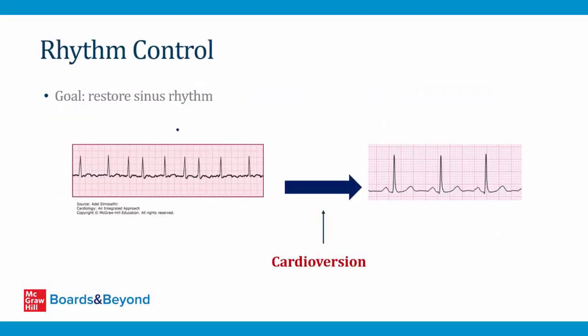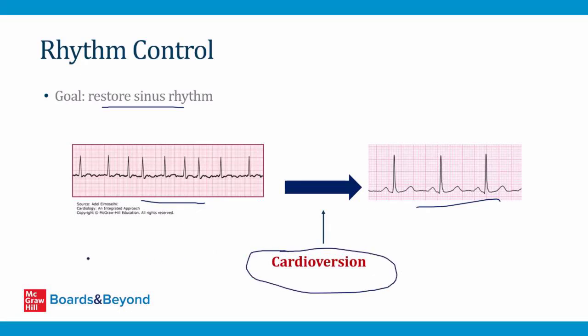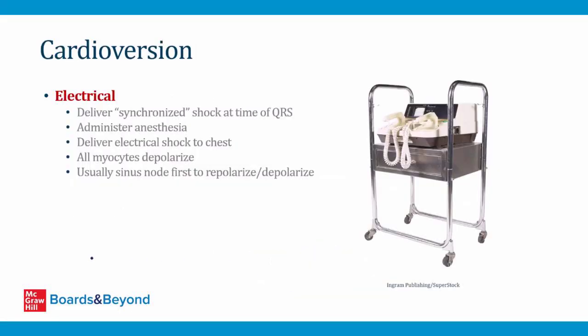So that's rate control. When we're talking about rhythm control for the treatment of atrial fibrillation, we're talking about using drugs or other procedures to restore sinus rhythm. So we want to convert the ECG from something like what we see on the left, which is AFib, to normal sinus rhythm on the right. And procedures that do this, that convert from AFib to sinus rhythm, are called cardioversion procedures. So one way to do cardioversion for atrial fibrillation is to deliver an electrical shock to the chest.